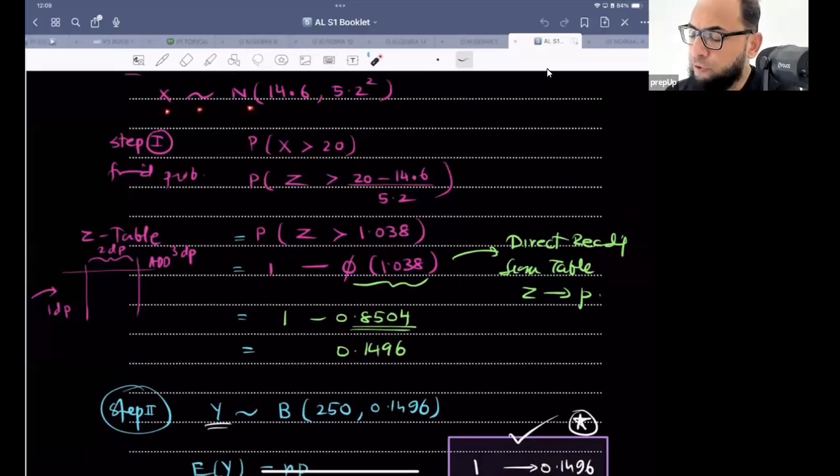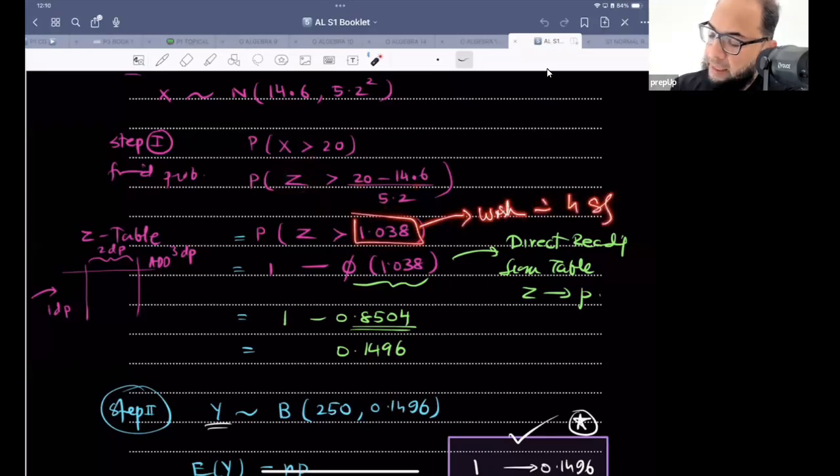X follows a normal distribution. Just write down the data, describe the distribution. Find probability X is greater than 20. 20 minus 14.6 divided by 5.2. We convert it into Z. Work in 4SF. And then we go to the Z table, and that is for 3dp. So 4SF in this case is 3dp.